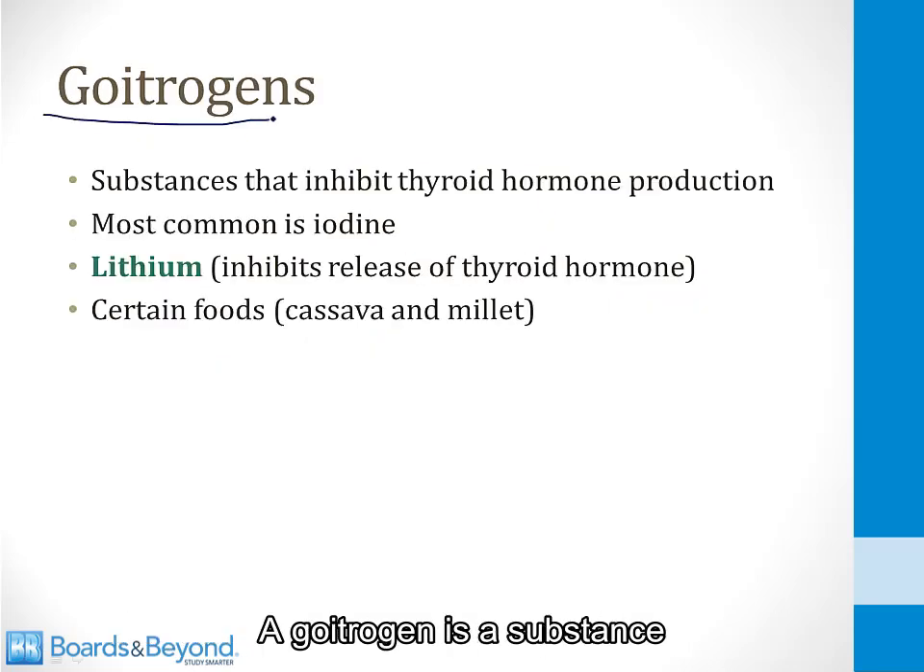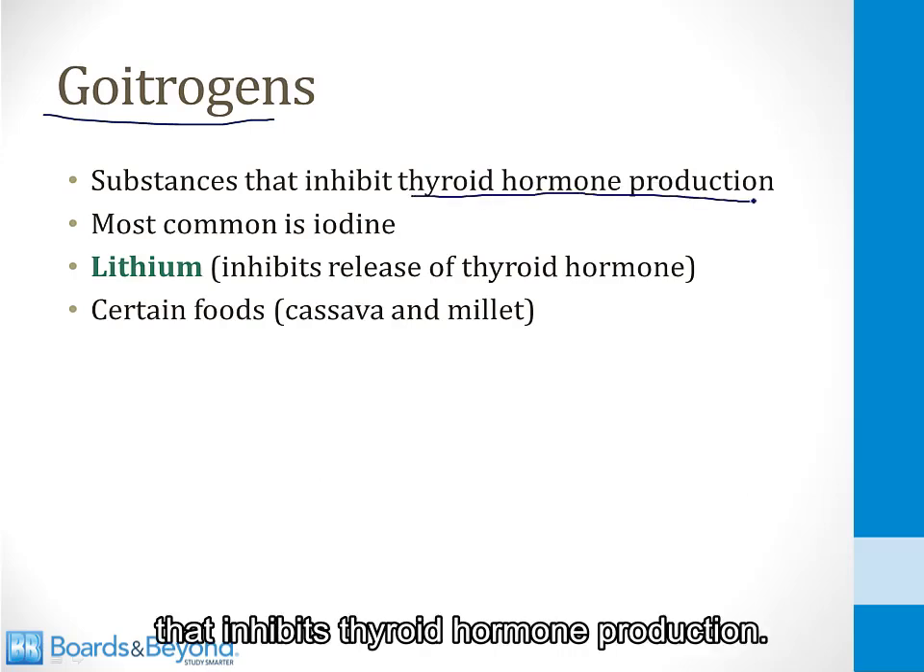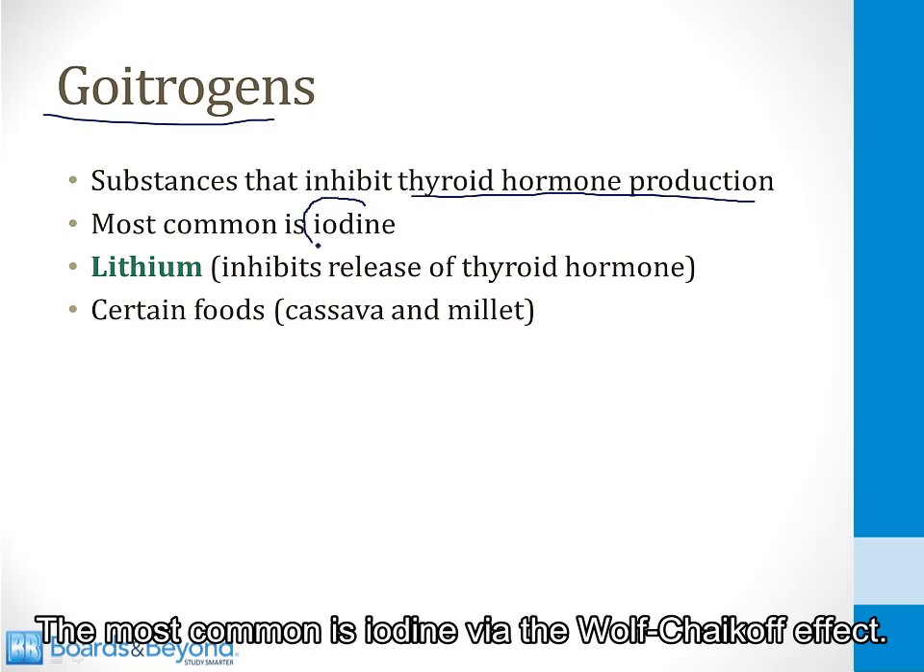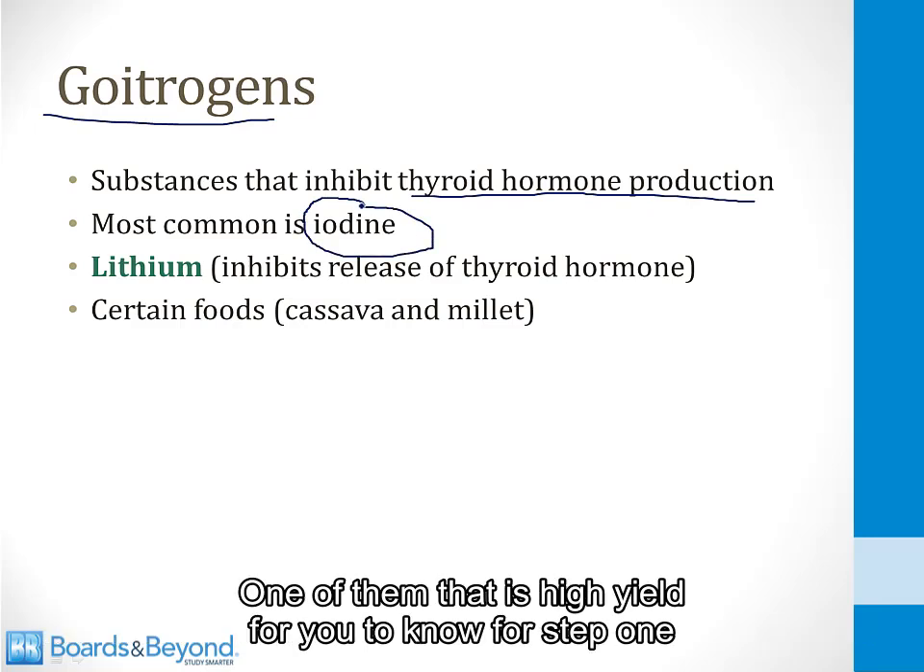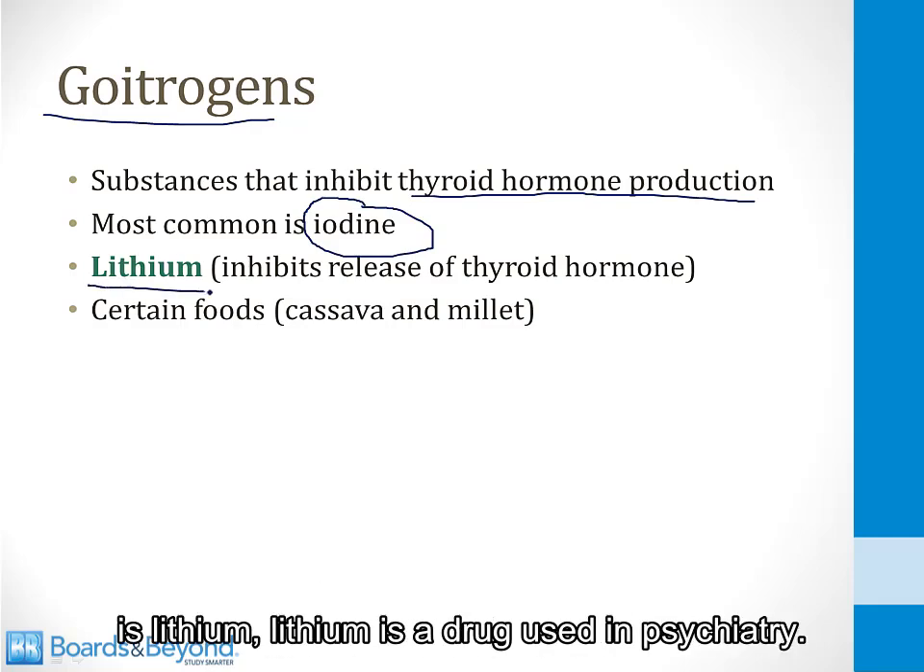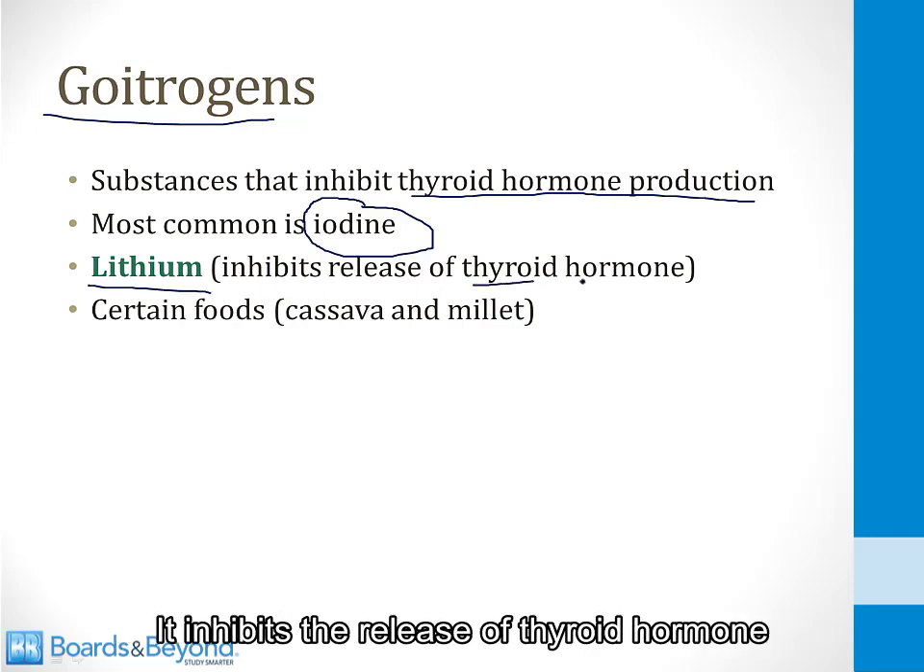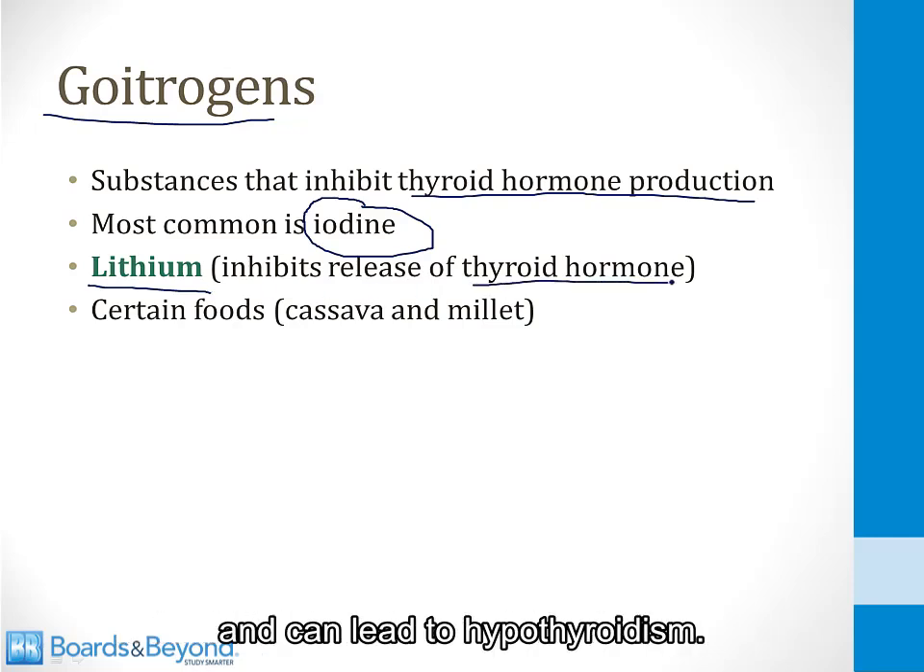A goitrogen is a substance that inhibits thyroid hormone production. The most common is iodine via the Wolff-Chaikoff effect. However, there are others. One of them that is high yield for you to know for step one is lithium. Lithium is a drug used in psychiatry. It inhibits the release of thyroid hormone and can lead to hypothyroidism.